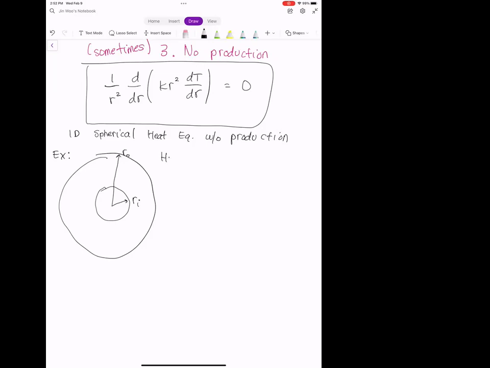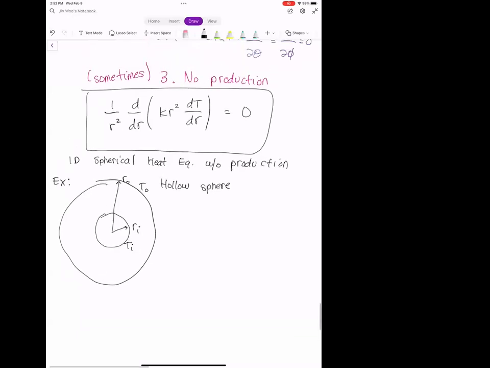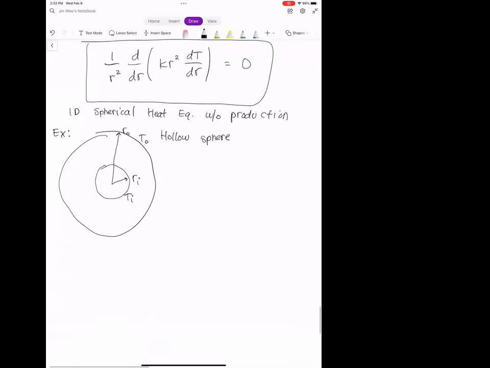This is a hollow sphere. We'll say the inner radius is Ri, the outer radius is Ro. The inner temperature is held at a temperature Ti, and the outer temperature is held at a temperature To. All the assumptions are the same as what we just went over. Let me formally list out the boundary conditions before we actually set about solving.